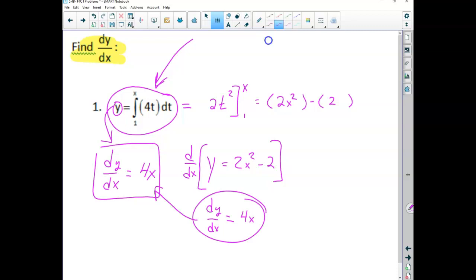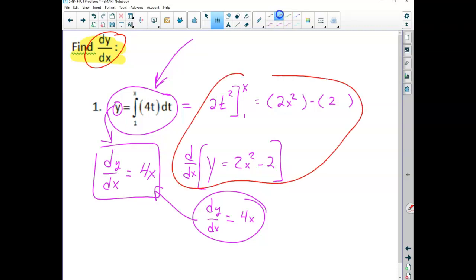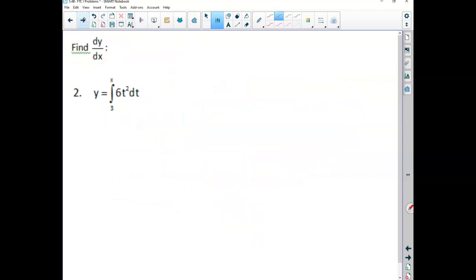And our goal is to find dy dx without having to do that. That's what our goal is, okay? Because the constant doesn't matter what it is. It's always going away because I'm taking the derivative of it. All right, let's try another one.